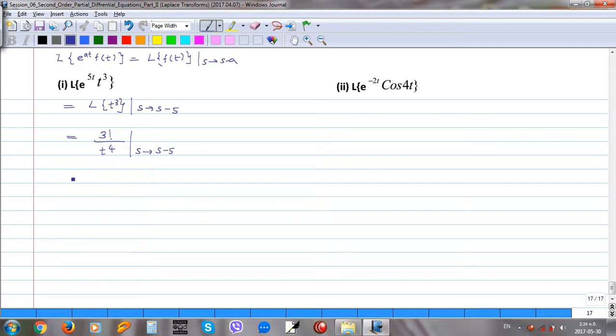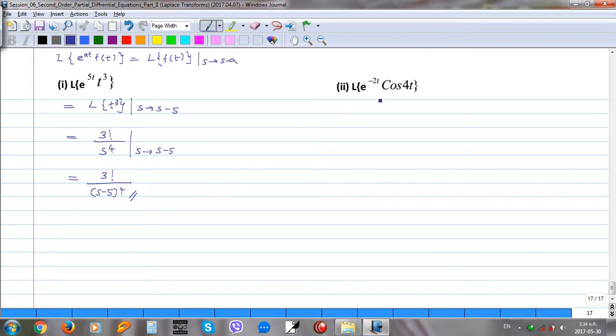Sorry, here not t to the power 5, here s to the power 4. So 3 factorial over s to the power 4, and now instead of s, s goes to s minus 5. So we get 3 factorial over (s minus 5) to the power 4, right? That is a way of using that theorem.